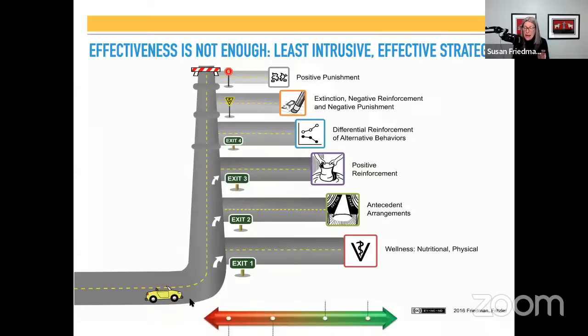So we say, as you're choosing your procedure, always make sure you get off at exit 1, that you have a well animal, nutritionally well. They're in a good physical environment, a clean, spacious environment. Then arrange your antecedents, and I've given you lots of examples, that make the right behavior easy. Then use positive reinforcement to shape with small steps the behavior you want to see.